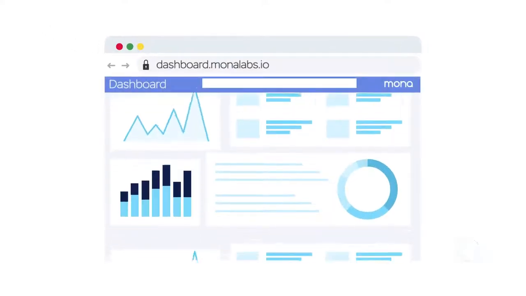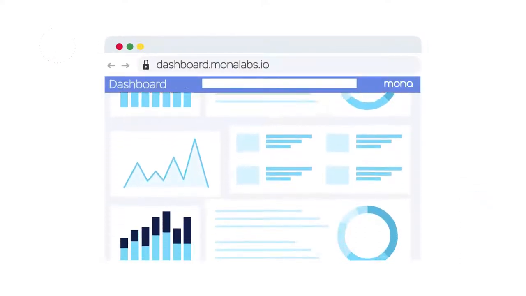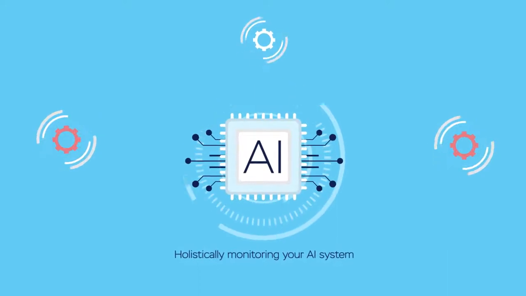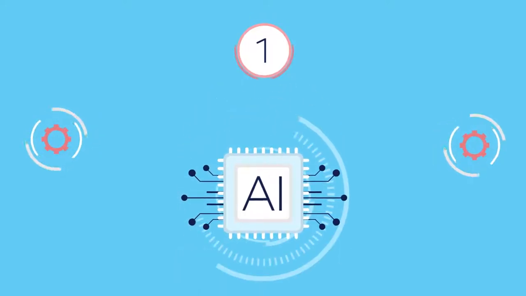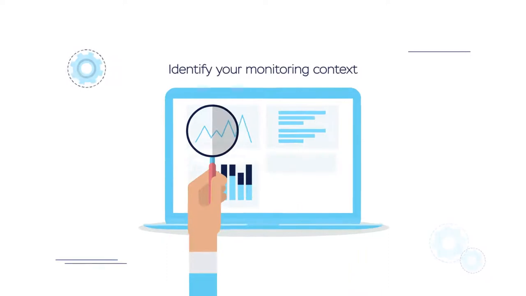Welcome to your Mona dashboard. You are just a few steps away from holistically monitoring your AI system. The first step in monitoring your AI system is to identify your monitoring context.